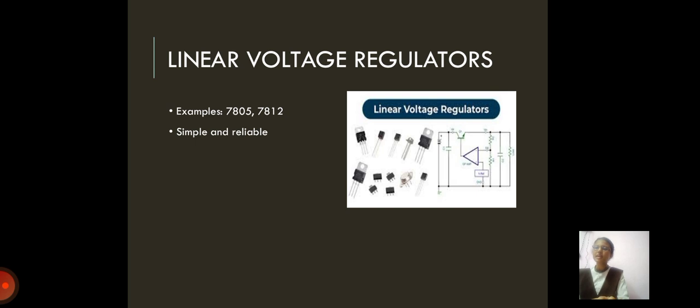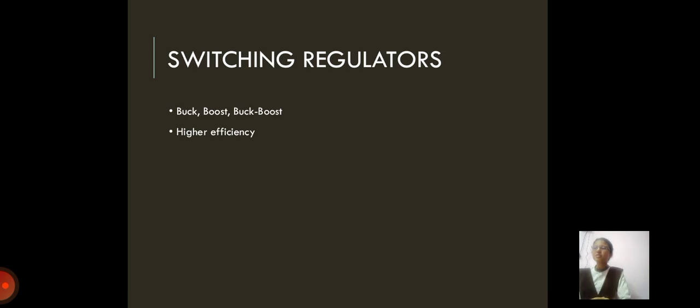Linear voltage regulators like the 7805 and 7812 are widely used. They are very simple and reliable and provide a fixed output voltage. However, they are less efficient because they dissipate excess voltage as heat. The next one is switching regulators. Switching regulators such as buck, boost and buck-boost are more efficient. They use high speed switching and energy storage elements to regulate voltage. They are ideal for battery powered and high efficiency systems. Switching regulators are very efficient compared to linear voltage regulators.